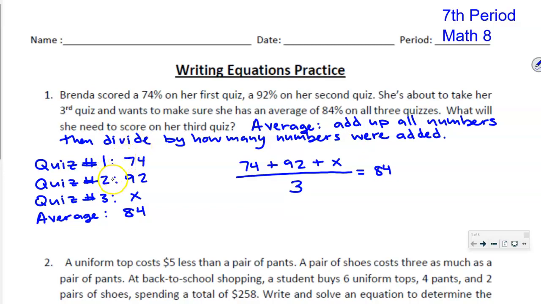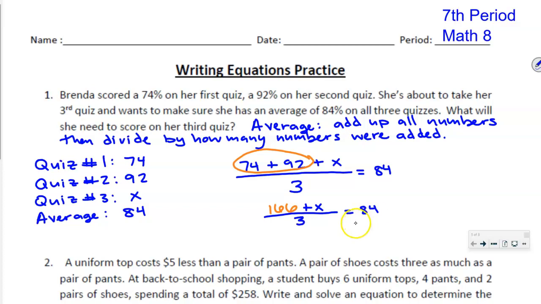We now have an equation to solve, and I want to try and simplify parts of it before I solve it. I can't simplify all of it, but I can at least add together 74 and 92. 74 and 92 add to make 166. But that's just 2 of those numbers added together. I still need to remember I'm adding that third number, x, and dividing all of that by 3, which I know is equal to 84.